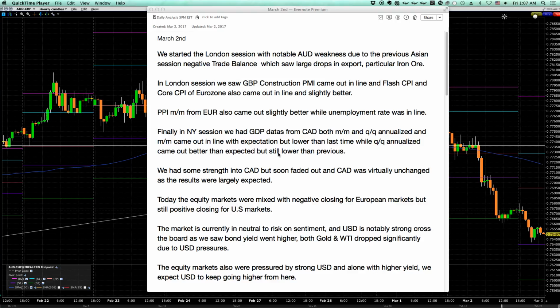In the New York session, we also had GDP data from Canada, both month to month and quarter annualized. Month to month came out in line with expectations, and quarter annualized came out better than expected. So of course we saw a little bit of CAD strength on those data, but both figures were still lower than the previous number. Canada was another example where the recent data had been quite promising.